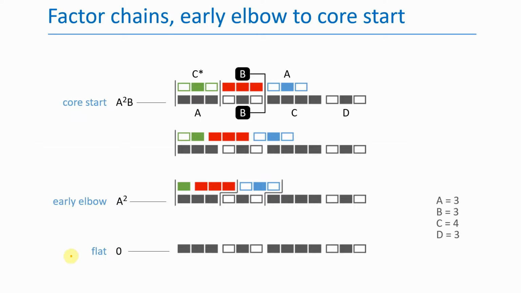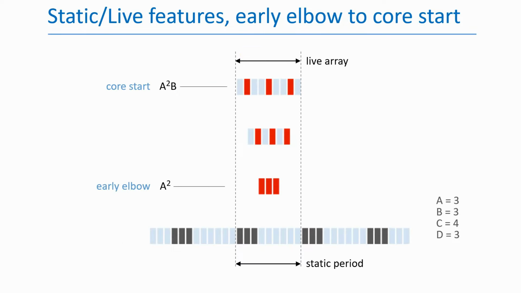The live grows, and all of its individual factors rise in rank until the core start, where live B shares a ceiling with static B. Next, we convert the factor chains into spatial terms, and we see that at the core start, the live array is the same width as the static period.